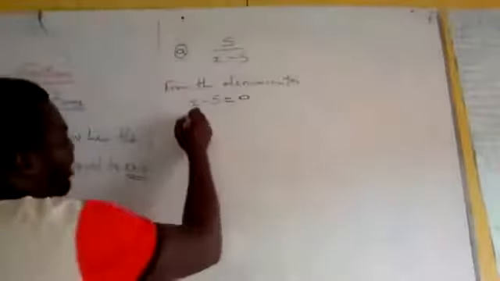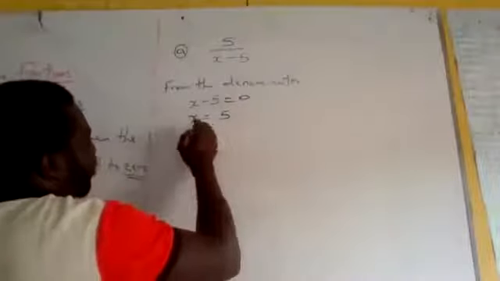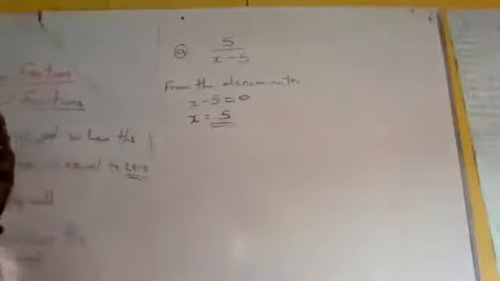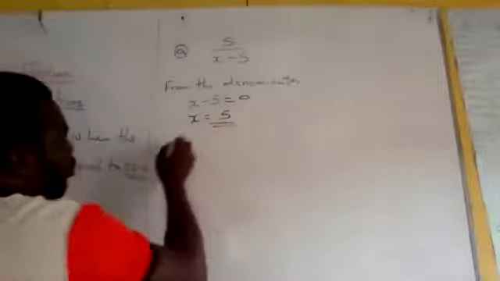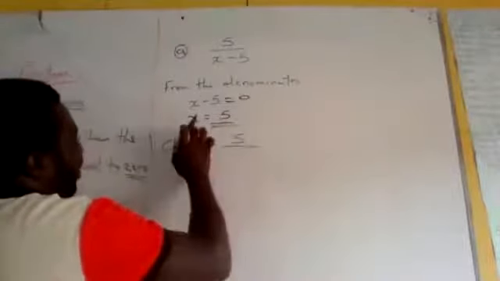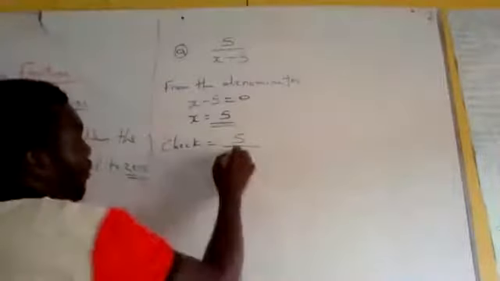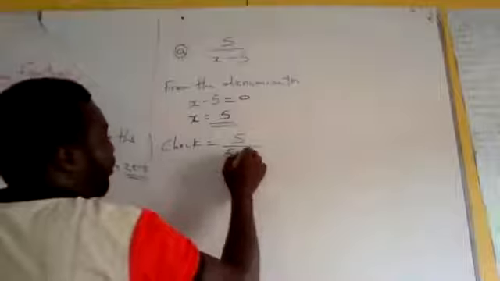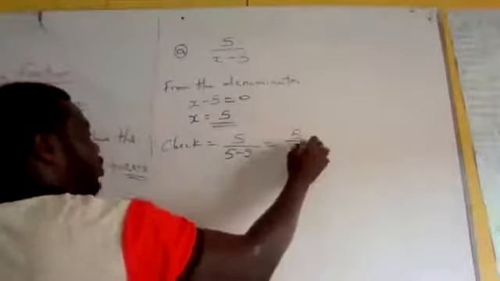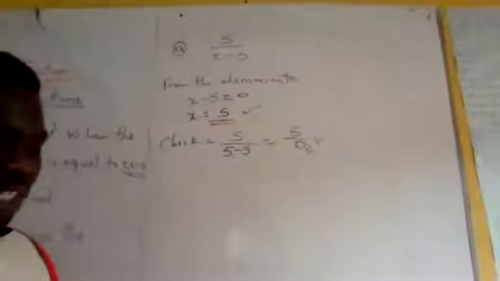So what will be the value of x? By the time I bring 5 there, x will become 5. So that means x needs to be 5. Now if you test it, to check, instead of writing x, you now write 5. That would be 5 all over 5 minus 5, which is 5 all over 0. So it is correct. This is your answer. Remember that your aim is to ensure that the denominator is 0.